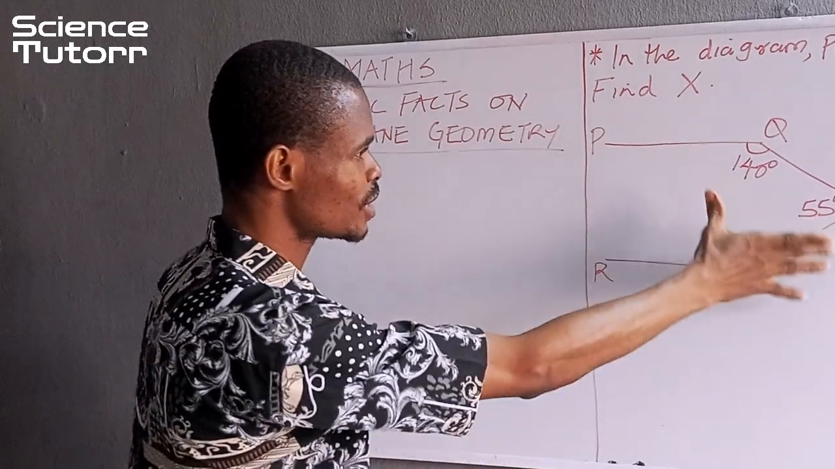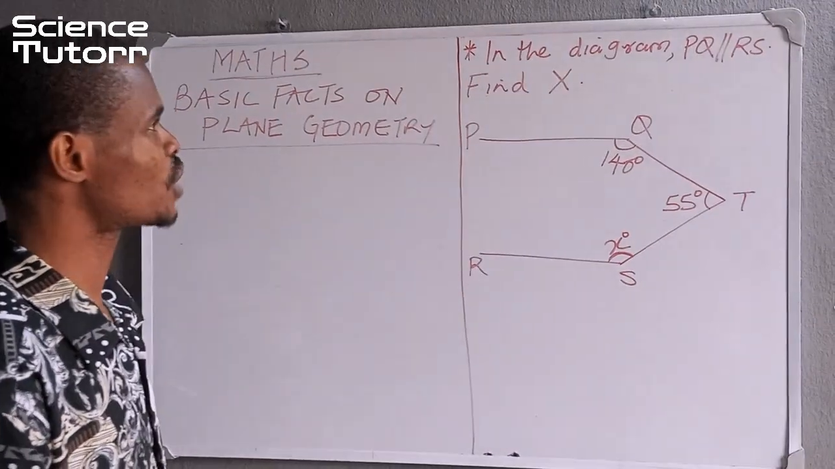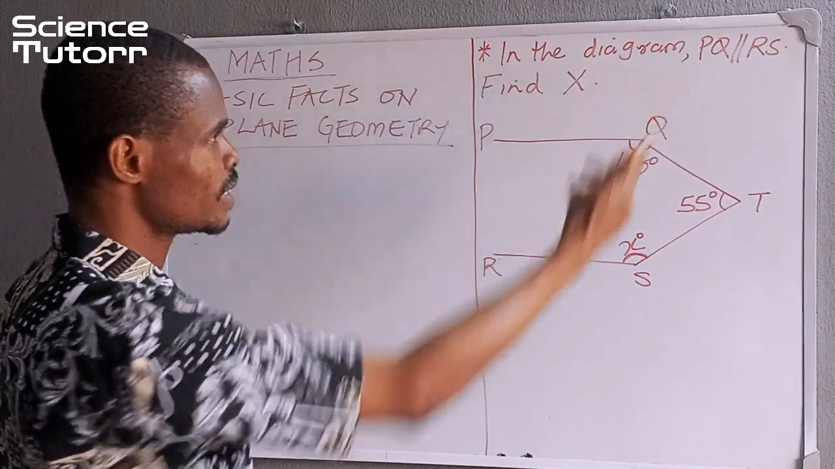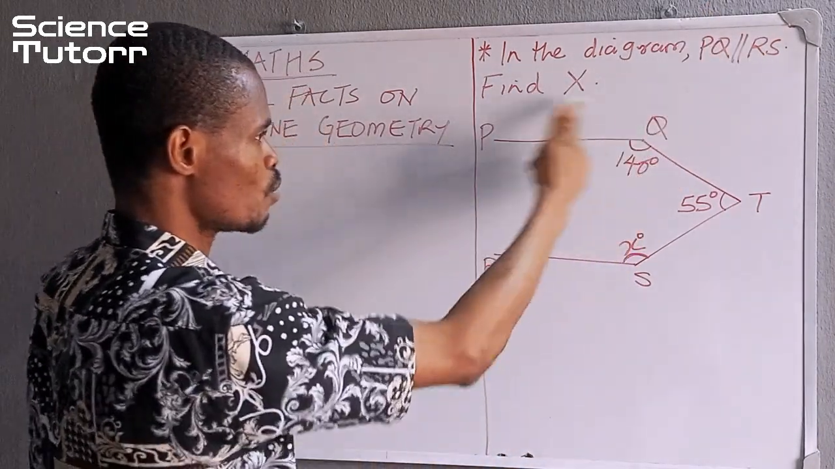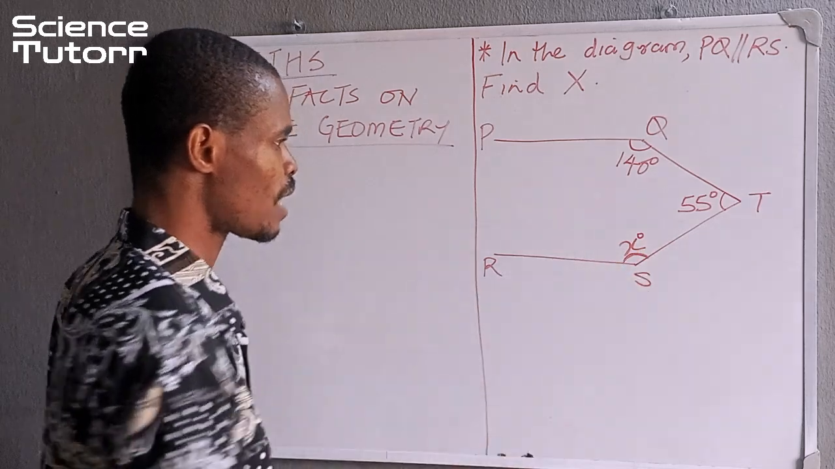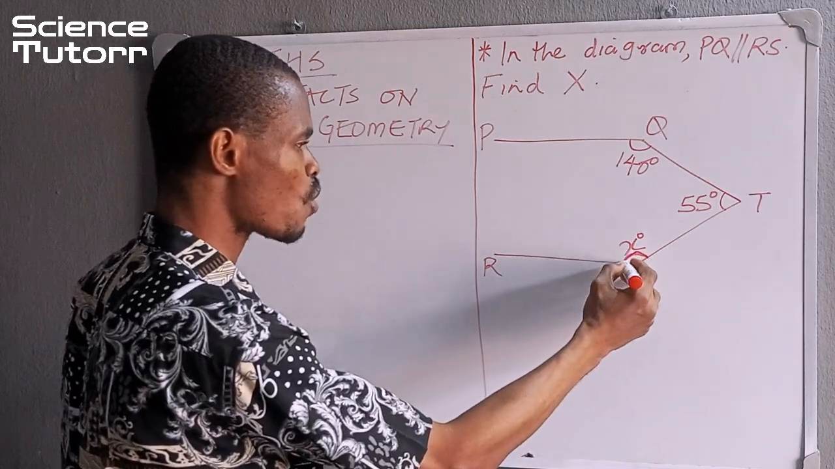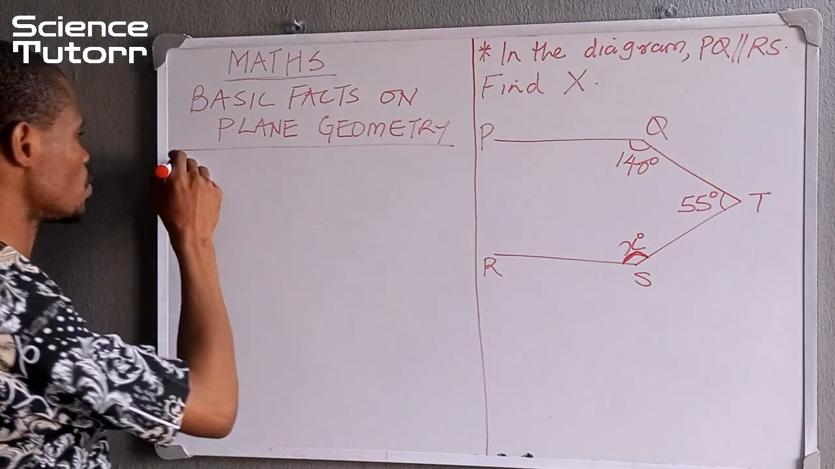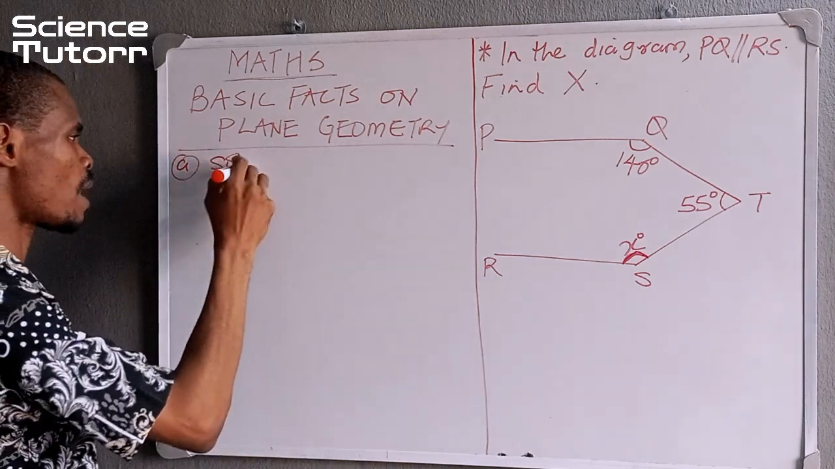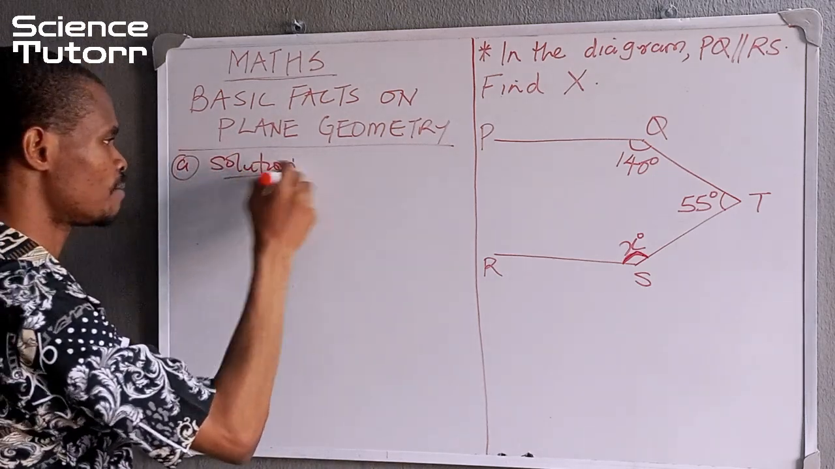We have this shape, this figure, and we shall be solving. The question says, in the diagram, PQ is parallel to RS. We are told to find X. Now, a problem like this, I'm going to be solving it using two methods. For the first method, how do we go about it?